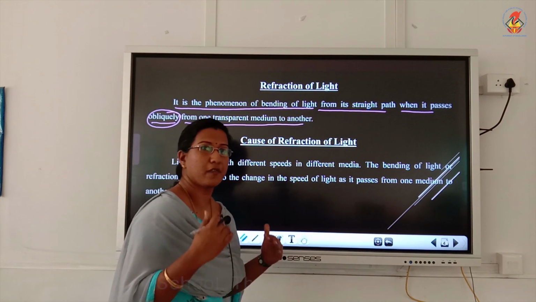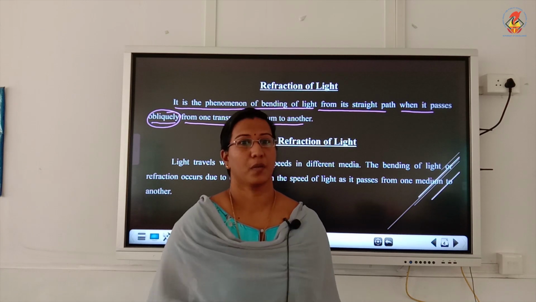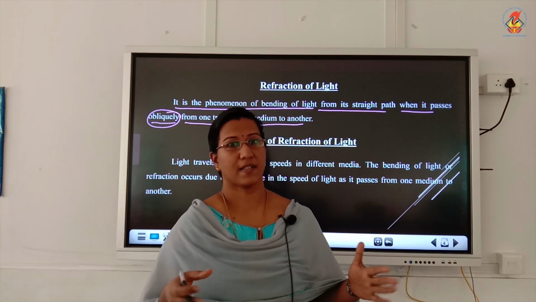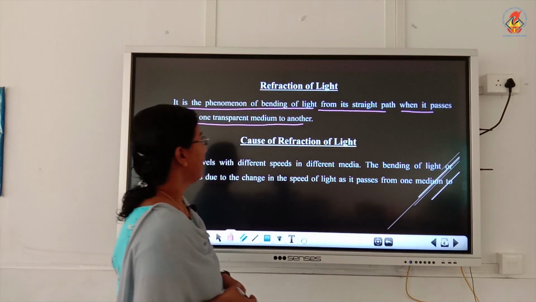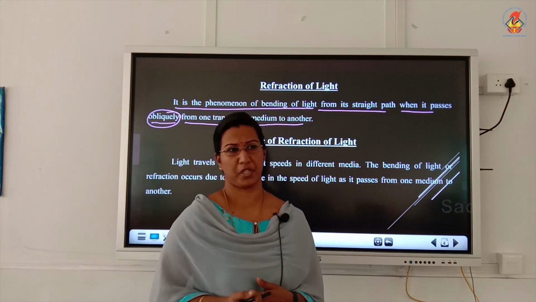Now what happens if light is not falling obliquely but falling exactly perpendicular, at a right angle to the medium? There won't be any bending of light; light will just pass through the second medium. Okay. And what results in refraction, or what is the cause of refraction?